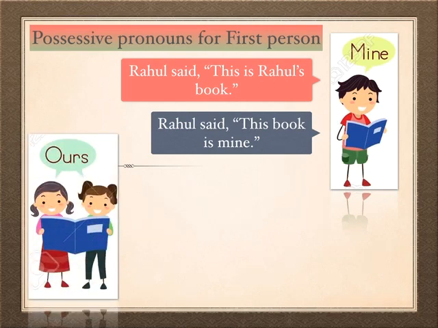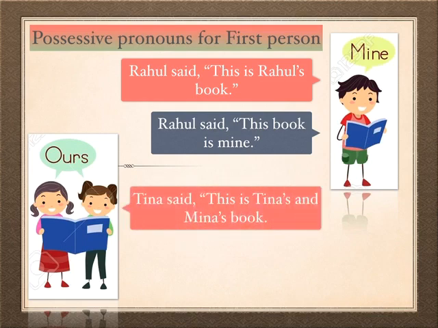Now let's see what the girls over here are saying. One of the girls, Tina, said, "This is Tina's and Mina's book." That means that the book belongs to Tina and Mina. Now as you can see, Tina is also the speaker, so they are considered as first person plural. And instead of writing Tina's and Mina's book, we can use the possessive pronoun ours.